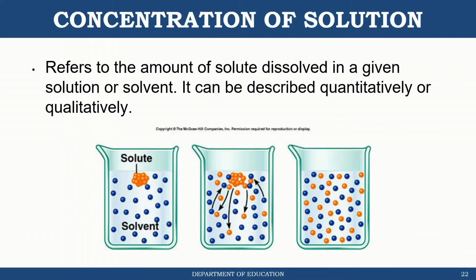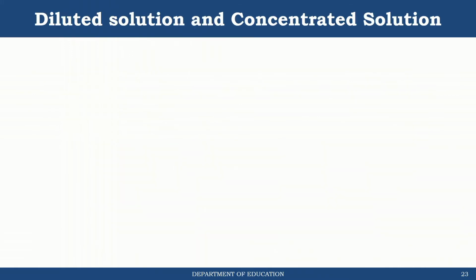Let's talk about the concentration of solutions. The concentration of solution refers to the amount of solute dissolved in a given solution or solvent. Concentration of solution can be described quantitatively or qualitatively. The following are some of the qualitative descriptions of concentrations. Number 1. Diluted solution and concentrated solution.